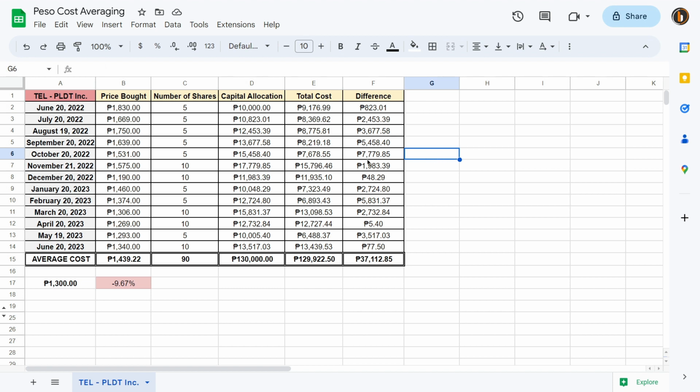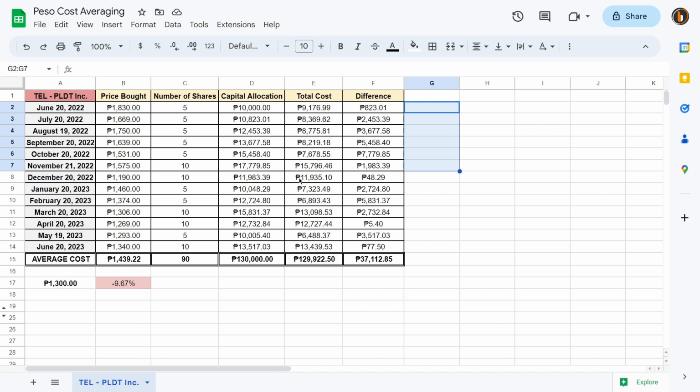So, the highest price we bought at was back in June 20, 2022. The PLDT stock was still at 1,830 per share. Here is the number of shares we bought on that particular month. So, our total capital allocation for around 1 year and 1 month is 10,000 pesos per month, so a total of 130,000 pesos for 1 year and 1 month. Then, here is the total cost for each month that we bought this PLDT stock. And then, here is the difference. Of course, the difference adds up.